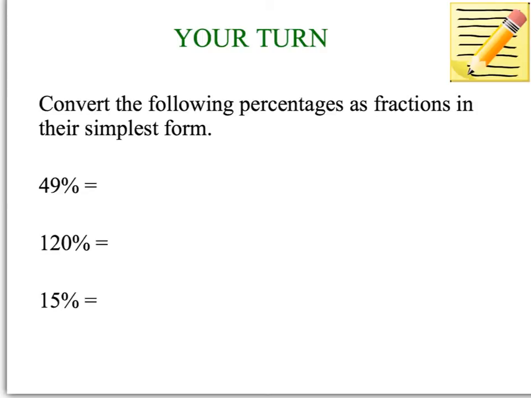Alright, so this first one, converting the percentages to fractions. So 49% is obviously 49 over 100, and we can't break that down any further. That is its simplest form.